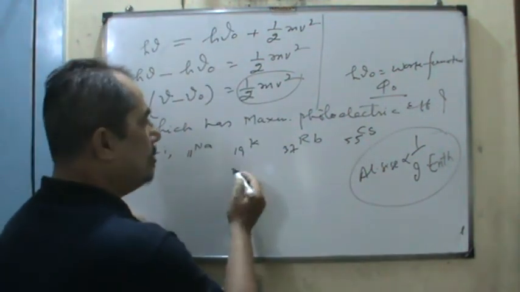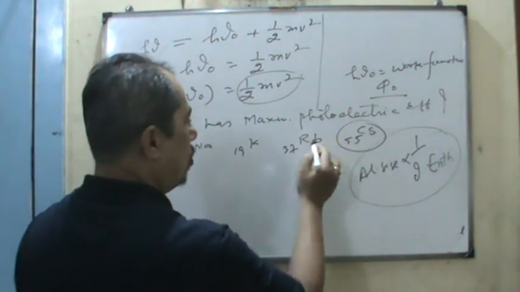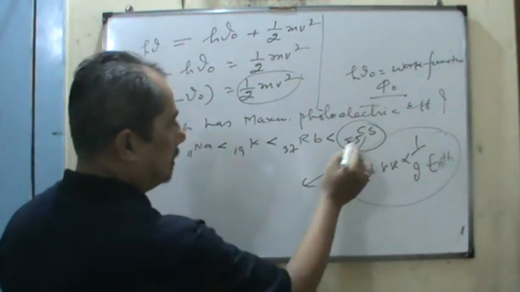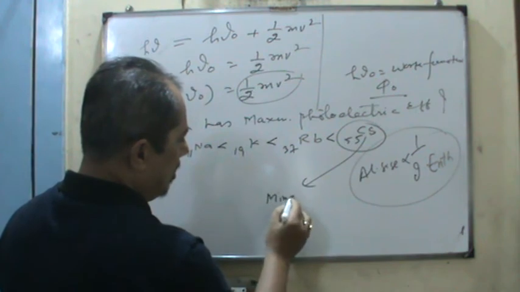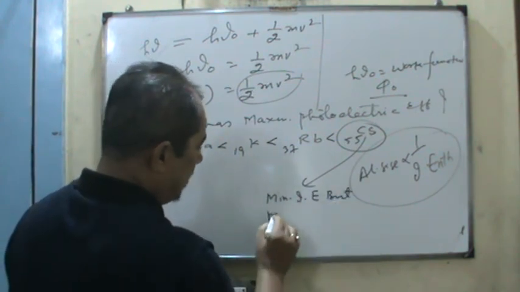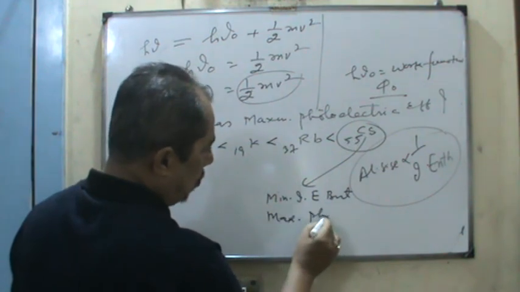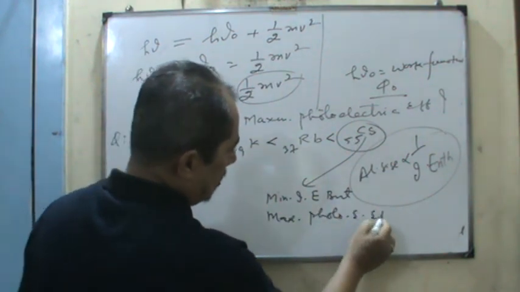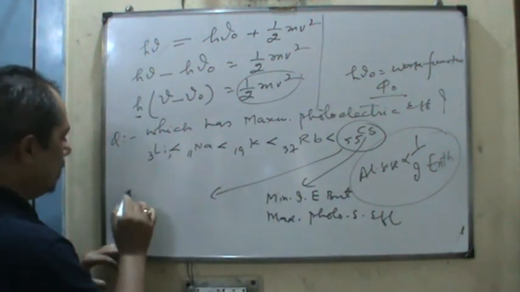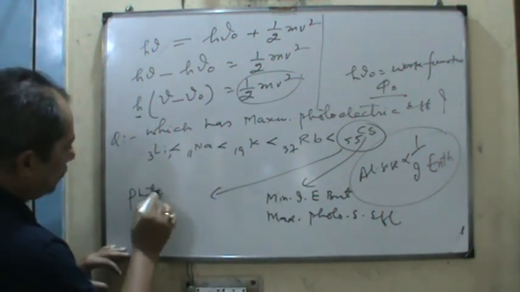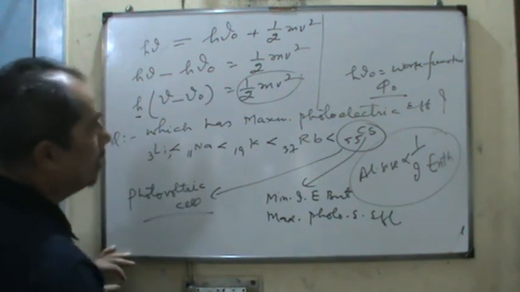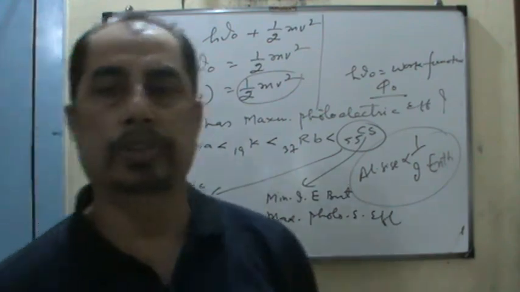So which element has maximum photoelectric effect? Obviously it is cesium, because cesium has minimum ionization energy but maximum photoelectric effect. That is why cesium is widely used in making photovoltaic cells. This is all about the photoelectric effect.